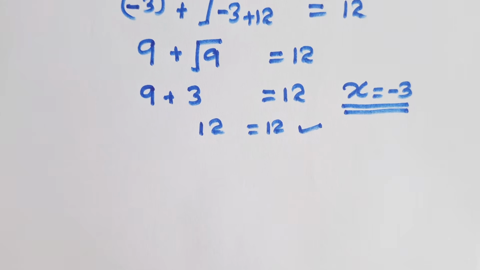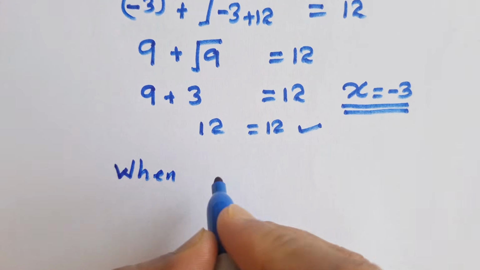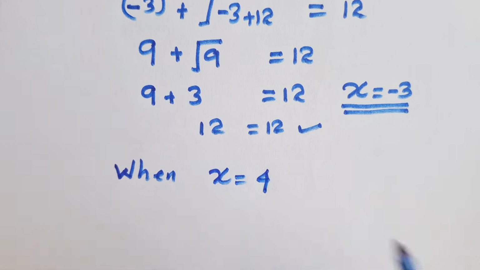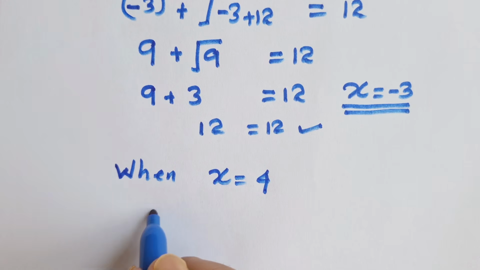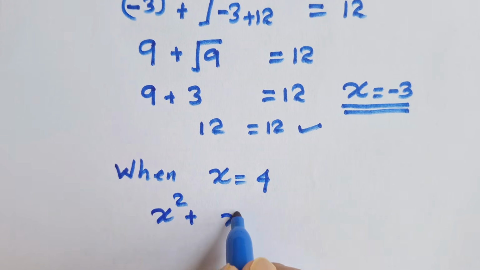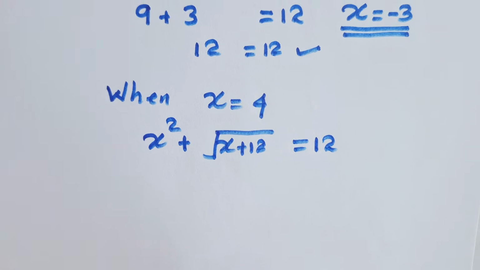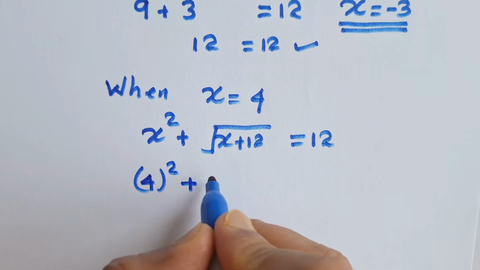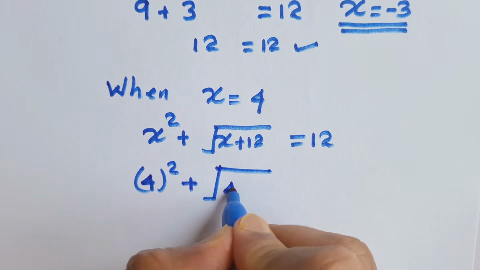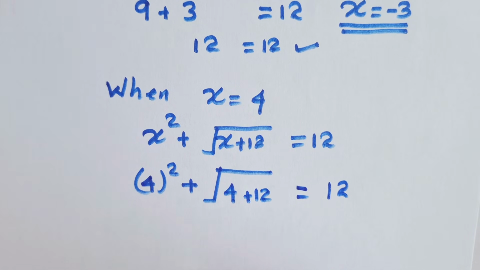So now we are going to check the answer for x equal 4. When x is equal to 4, this is our initial equation, equal 12. So 4 square plus square root of 4 plus 12 on the left hand side. On the right hand side we have 12.